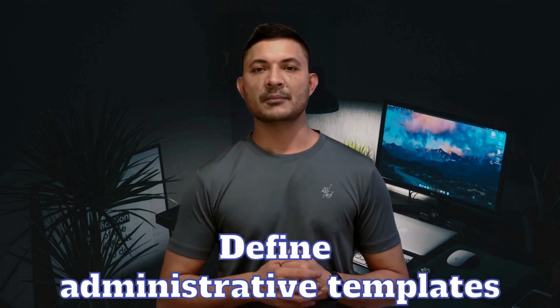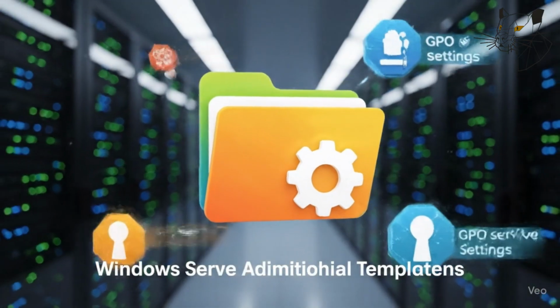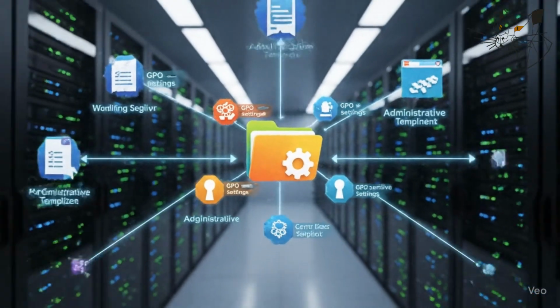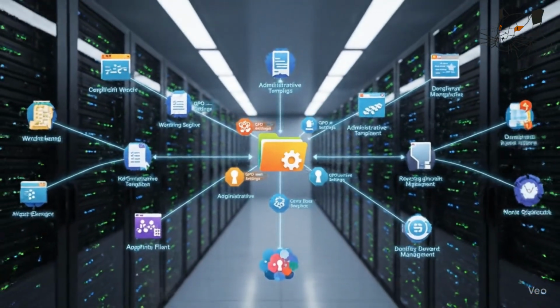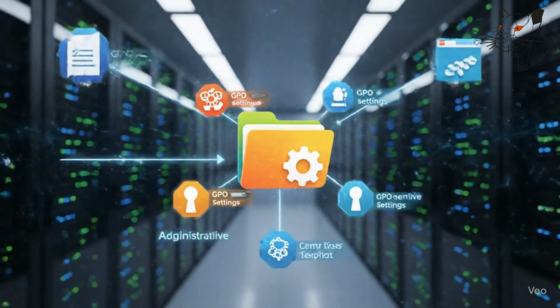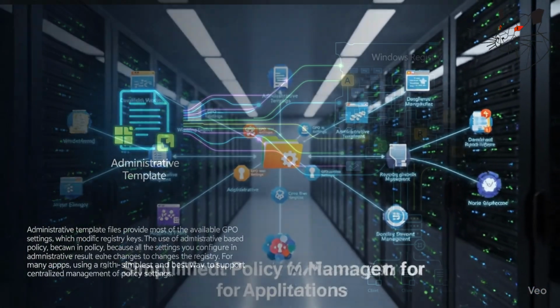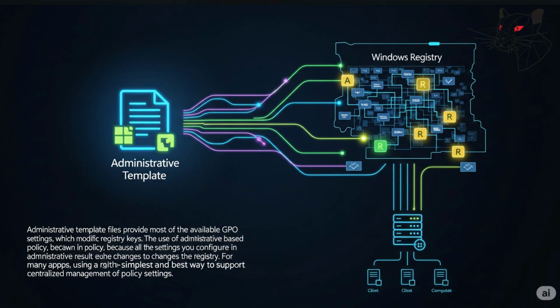Define administrative templates. Administrative template files provide most of the available GPO settings, which modify specific registry keys. The use of administrative templates is known as a registry-based policy because all the settings you configure in administrative templates result in changes to the registry. For many apps, using a registry-based policy is the simplest and best way to support the centralized management of policy settings.